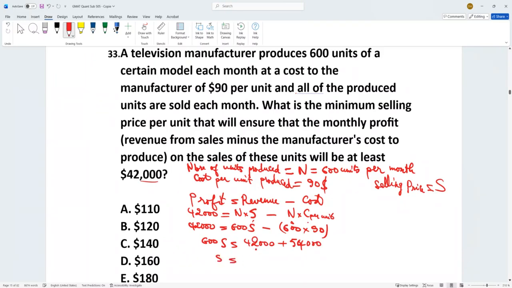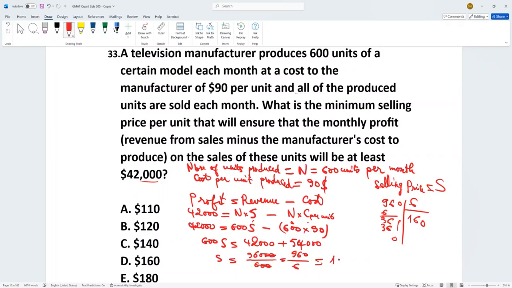And S is going to be equal to 96,000 divided by 600. Divide not the 3 zeros, it's only the 2 zeros. So we cancel the 2 zeros, which leads us to 960 divided by 6. 9 divided by 6 is 1, remainder 3; 36 divided by 6 is 6; and 0.